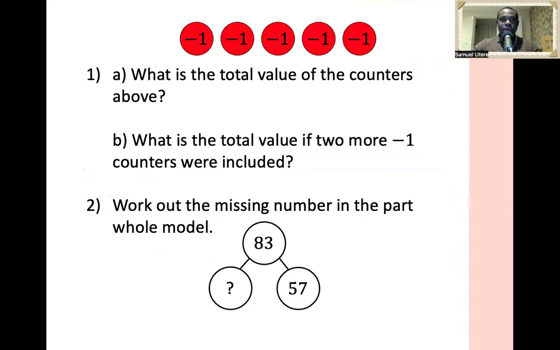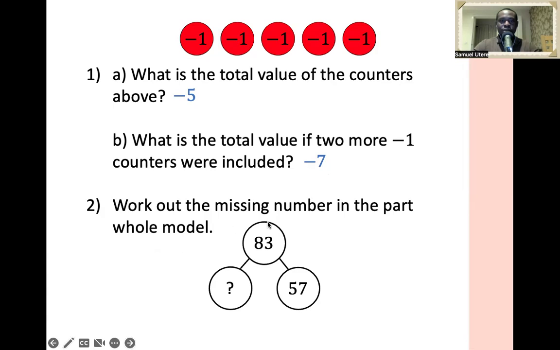Before we start, I would like you to pause the video and answer these retrieval practice questions. Assuming you've paused the video and you've answered these retrieval practice questions, here are the answers. So what is the total value of the counters? You can see that we have 5 negative counters, so the value is -5. If we add 2 more -1 counters, we'll have -7.